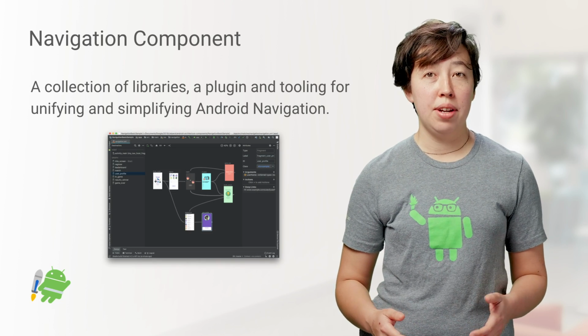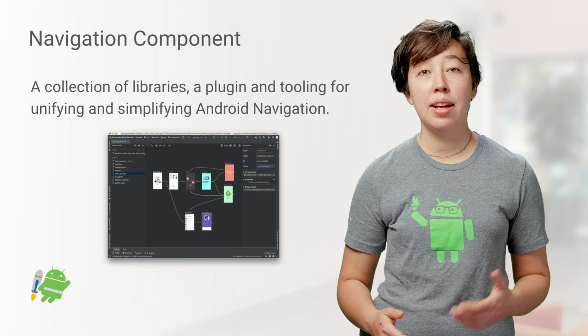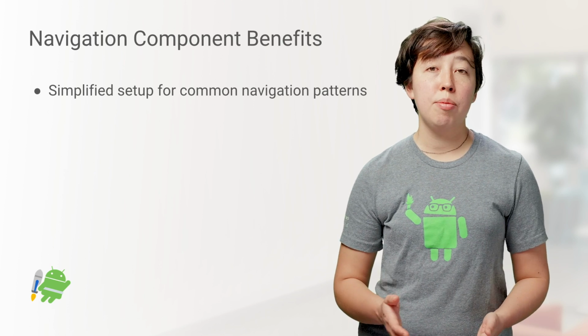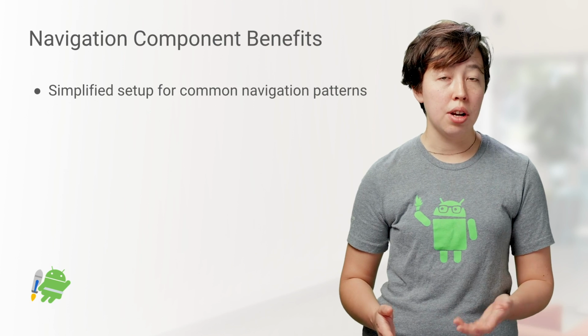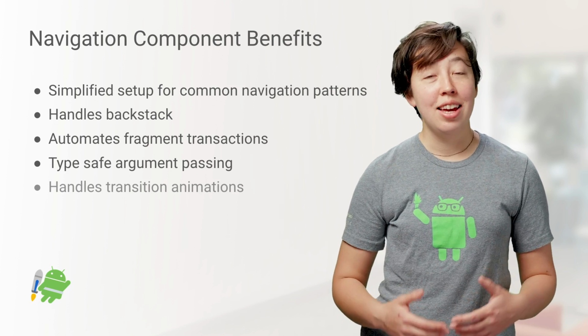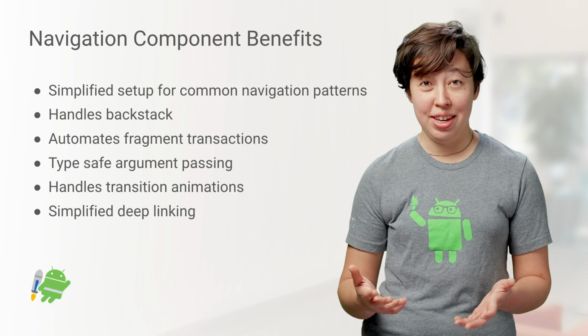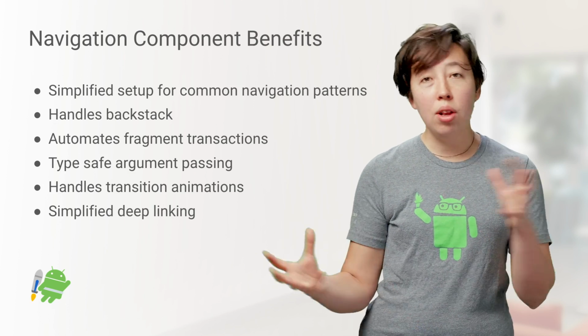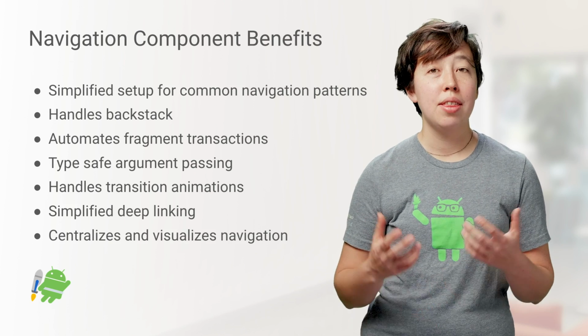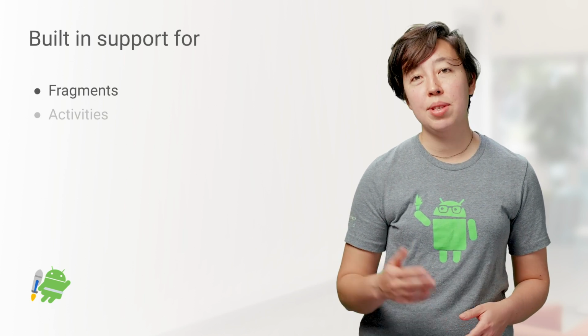The navigation component is a collection of libraries, a plugin, and tooling that simplifies Android navigation. Beyond making the setup for common patterns like bottom navigation easier, the component handles the backstack, fragment transactions, argument passing, navigation-based animations, and deep linking. Importantly, it gathers up all of this navigation information and puts it in one visualized location in your app, the navigation graph. The navigation component works out of the box with fragments and activities.